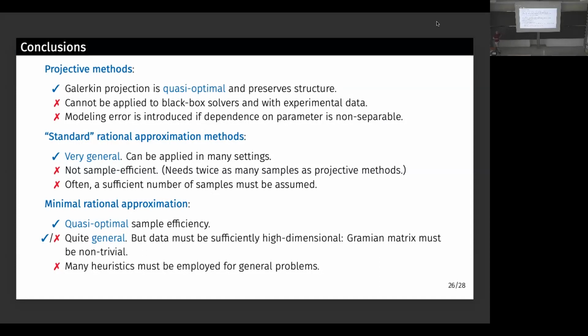This can be an issue when you try to perform a reduced basis approximation of the solution of a scattering problem. If you take a non-intrusive method, you can apply them with very high generality. But the problem is that they're not exactly sample efficient. We need to sample more than a reduced basis method would need to. And somehow minimal rational approximation tries to get in between those two. It tries to exploit the samples more optimally, but somehow there is an assumption that we need to be able to compute this Gramian matrix.